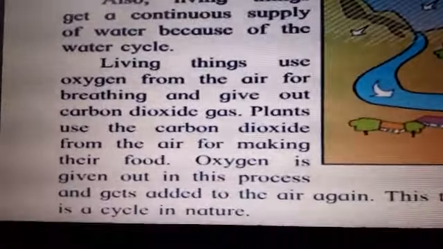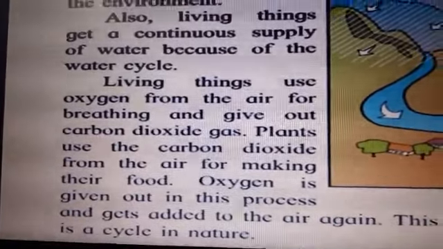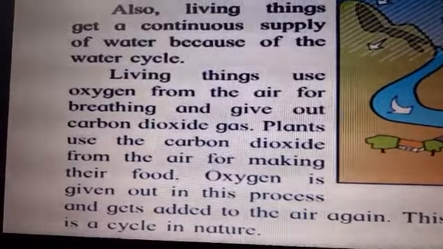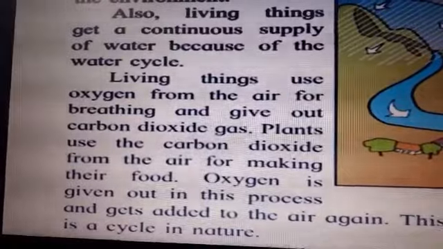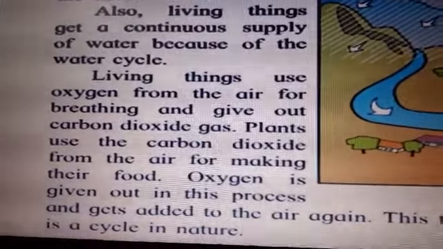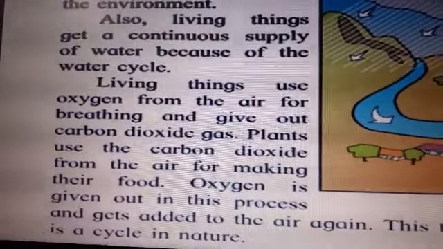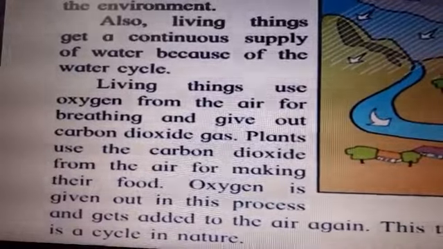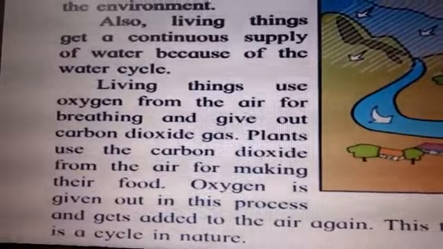Living things use oxygen from the air for breathing and give out carbon dioxide gas. Of course, children, all the living things, the plants and the trees, they all breathe. We all breathe in what? We all take oxygen for breathing and we give out carbon dioxide. But plants are the only ones on the earth who use the carbon dioxide from the air. All the carbon dioxide is absorbed by the plants from the air for making their food. And they give us what?